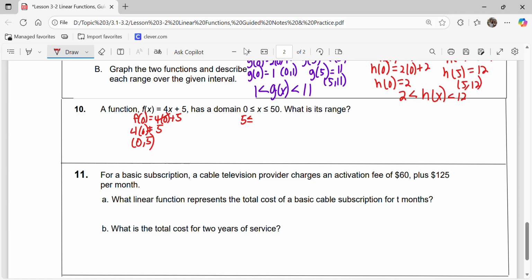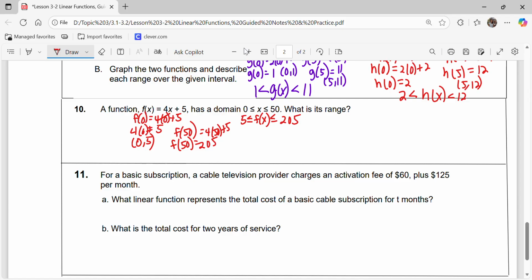So 5 is less than or equal to f of x, which is less than or equal to f of 50 equals 4 times 50 plus 5. 4 times 50 is 200, plus 5 is 205. So the range would be 5 is less than or equal to f of x, which is less than or equal to 205.